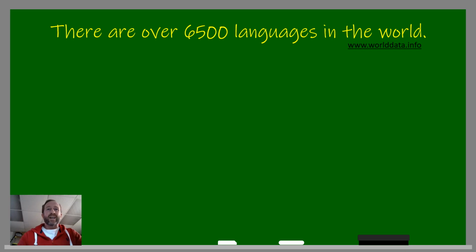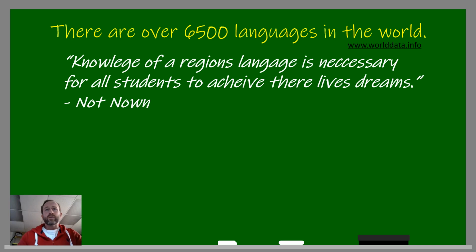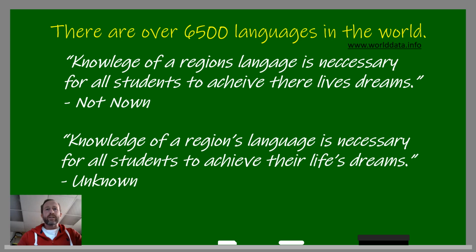There are over 6,500 languages in the world. Here's a quote: "Knowledge of a region's language is necessary for all students to achieve their lives' dreams." When I look at this quote though, I see some issues, spelling and grammar issues. How about we rewrite it? Knowledge of a region's language is necessary for all students to achieve their life's dreams. Even myself, who's a lifelong English speaker, I have my own challenges with spelling and grammar, and many times I thank goodness for spell check.